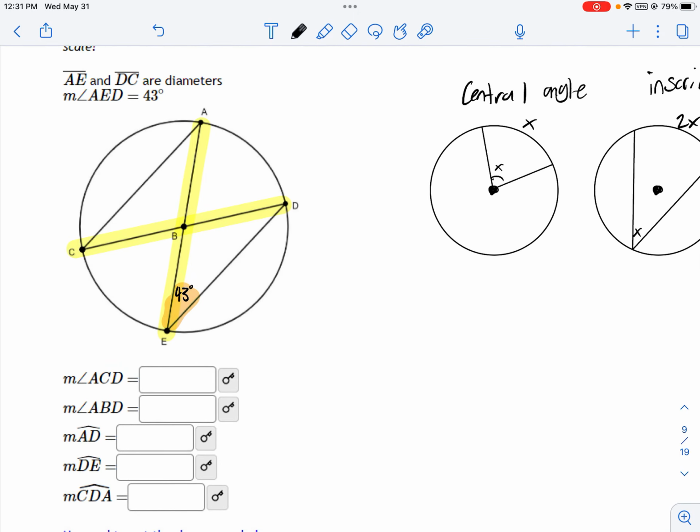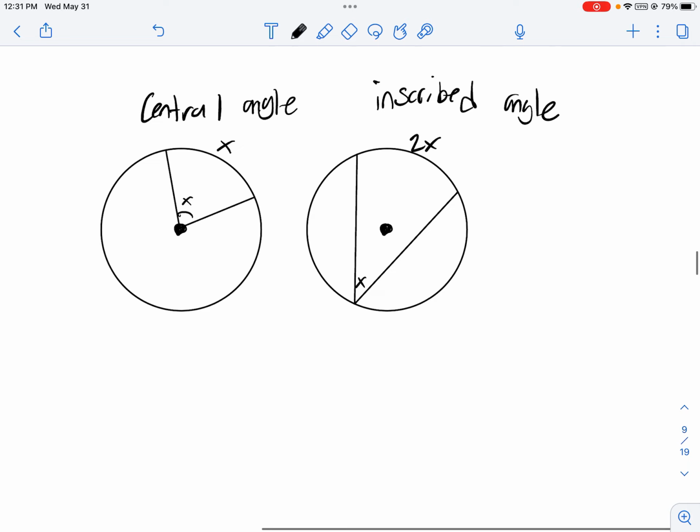It wants us to find all of this other information. In order to do that, we have to know a few things. We have to know the definitions of a central versus an inscribed angle. A central angle is an angle that's literally formed at the center of a circle, and the measure of the arc from that central angle is going to be the exact same thing. So if you have some angle x, x is the measure of the central arc. For example, if you have 40 degrees as the central angle, the measure of the arc is also 40 degrees.